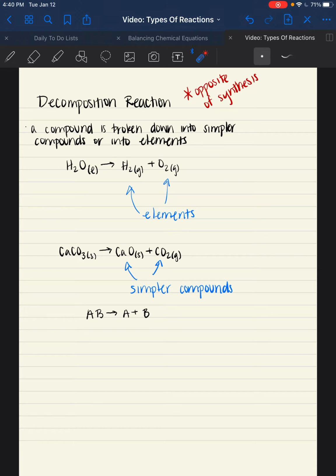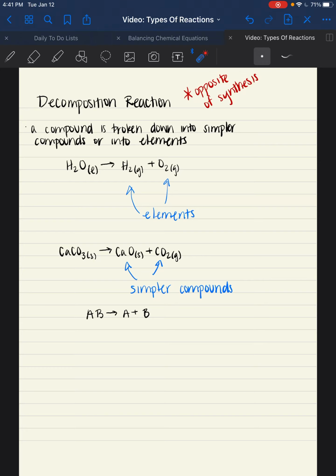that make up water. The next one we see down here at the bottom, we have this CaCO3, and it is a solid, and it's being broken down into CaO and CO2. And notice these ones are not individual elements, but they are simpler compounds than what we started with. So it's still considered decomposition, whether it's going from a more complex compound to elements or a more complex compound to just simpler compounds.